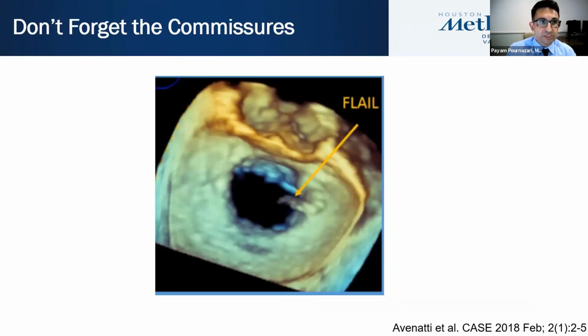It is also important to have a careful assessment of the commissures. A flail commissural regurgitation is something that we cannot miss, and it makes the feasibility of the transcatheter edge-to-edge repair more challenging.